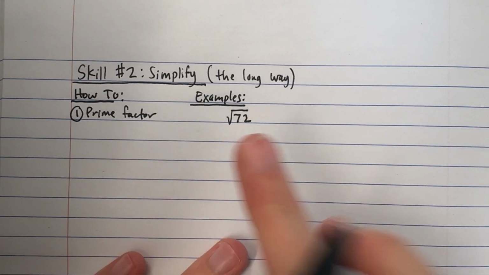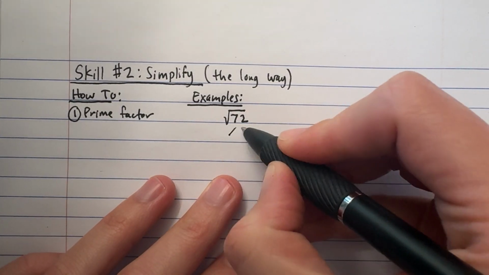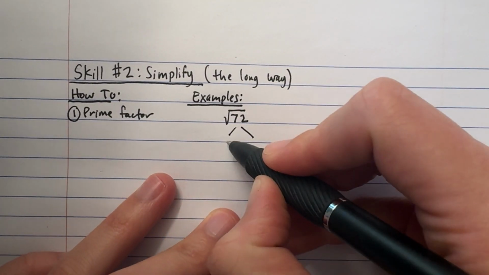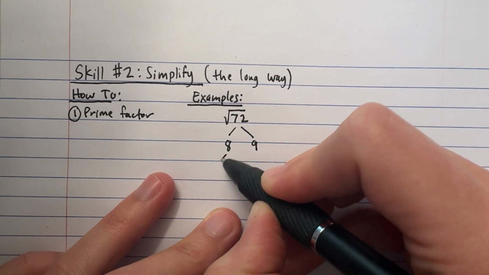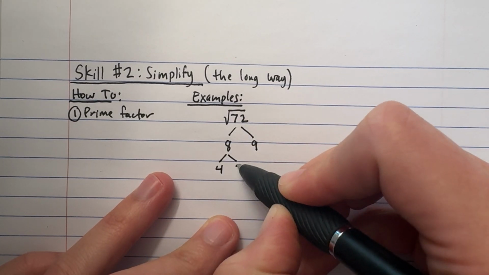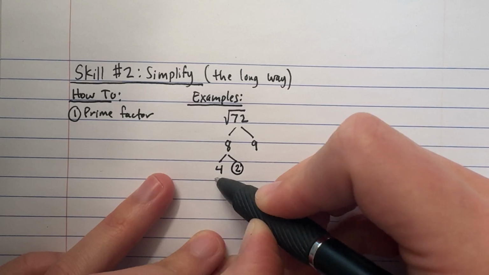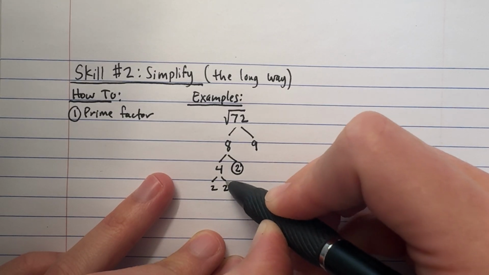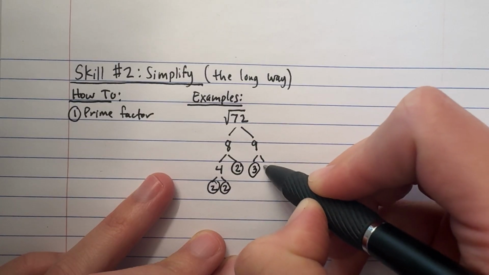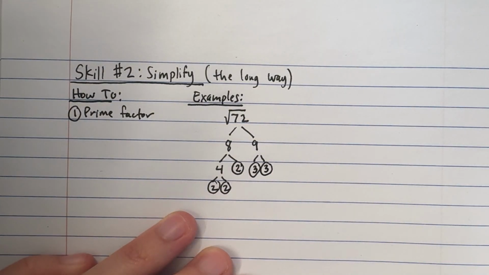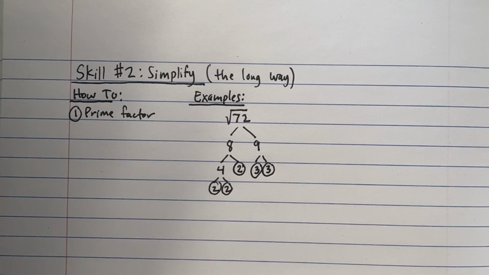So I'm going to take this number and prime factor it. What does that look like? I'm going to think of two numbers that multiply to 72. I'm going to think of 8 and 9. Neither of these are prime, so I'm going to keep factoring. 8 can be 4 times 2. 2 is prime, I'm going to circle it. 4 is not prime, I can keep factoring. Okay, I have prime factored this number. That is the first step in the long way.